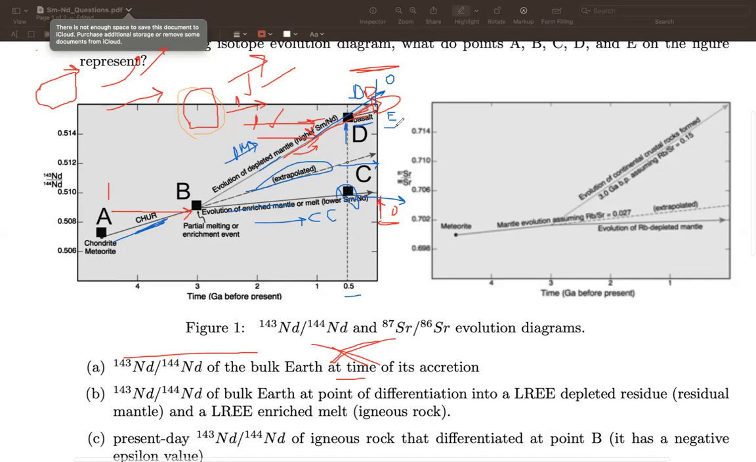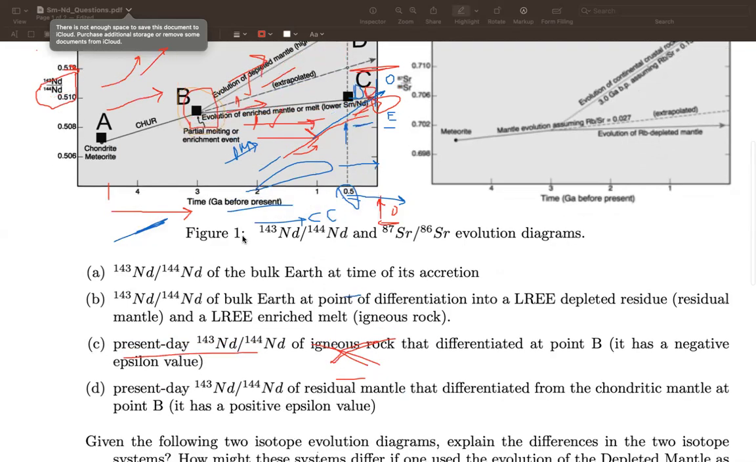Sorry. That is the present day MORB. So anyway, according to this diagram, D represents the present day neodymium composition of the residual mantle. Residual mantle differentiated from the source, because this is the point of differentiation, right?